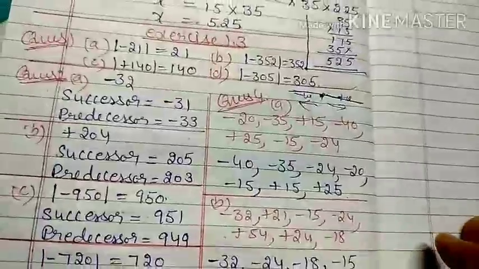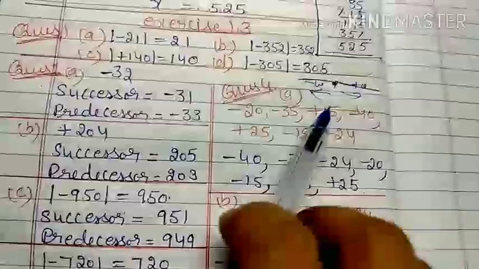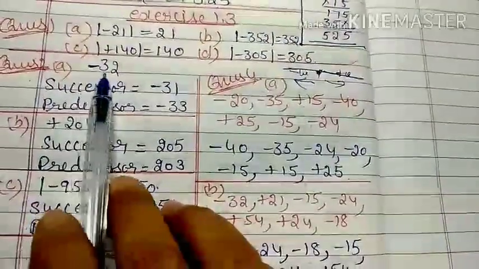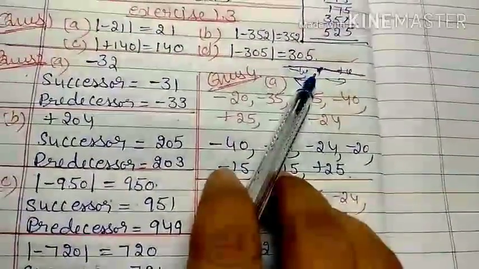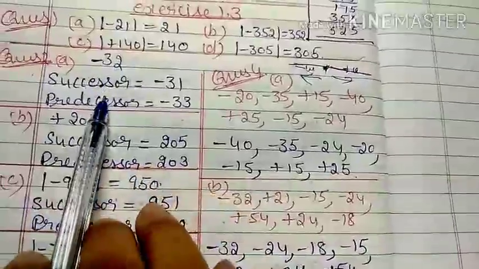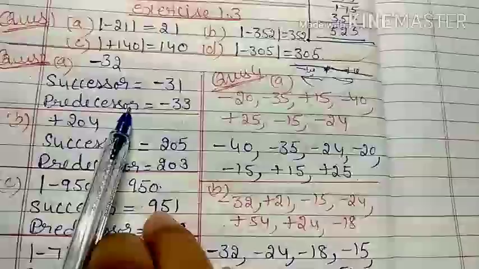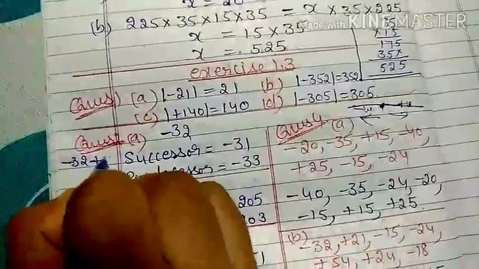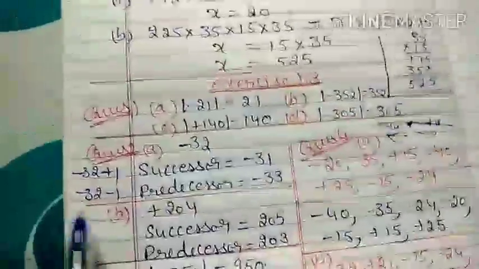If you move to the left side, that means negative numbers, the lowest numbers, and if you move to the right side, those are the greatest numbers. If there is a condition of successor of minus 32, the next number is minus 31, but if you go with the previous one, the predecessor, you have to subtract 1, that is minus 33, or we can write it like minus 32 plus 1, you have to add the number, and minus 32 minus 1.